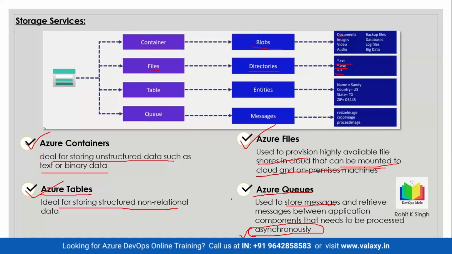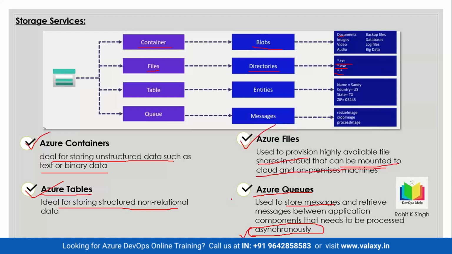Then you have Azure Tables. This is for storing structured non-relational data, that is non-SQL data, but not a replacement for actual databases such as Cosmos DB, DynamoDB, and MongoDB. These are all non-SQL databases, guys. Azure Queue is used to store and retrieve messages between application components that need to be processed asynchronously.